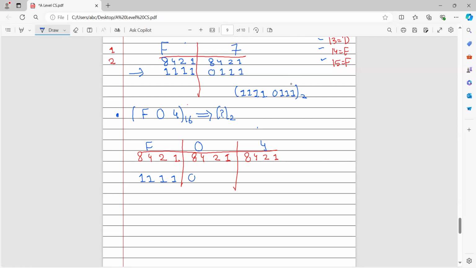0 means that I'm going to take all of these values as 0. And 4 is going to be simple. 8 is going to be 0, 4 is going to be 1, the rest of them are going to be 0. So the final answer of this question is 1111 0000 0100. Any confusion in this? No, sir.